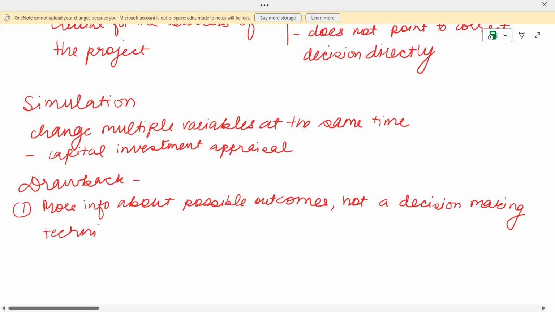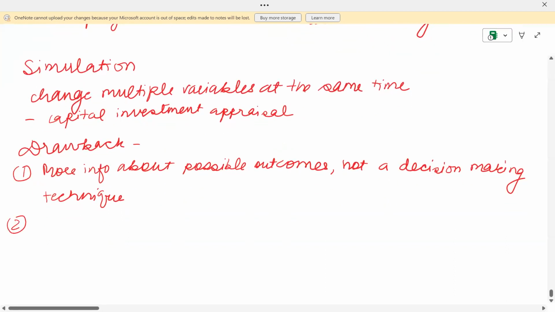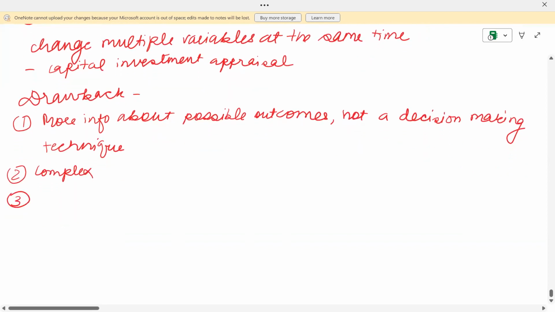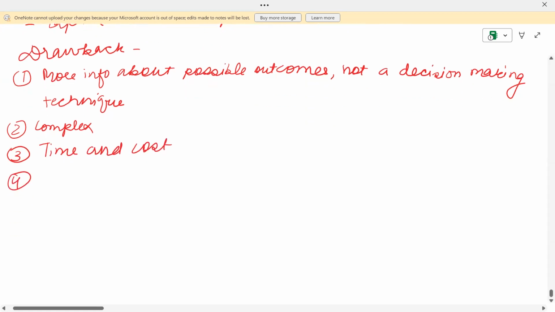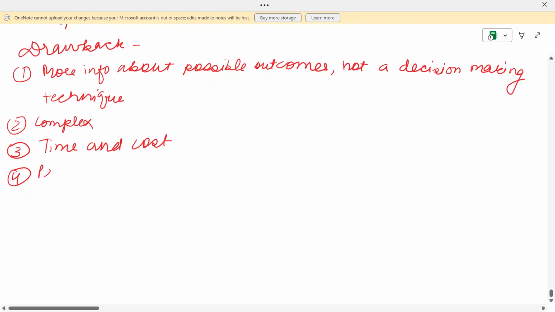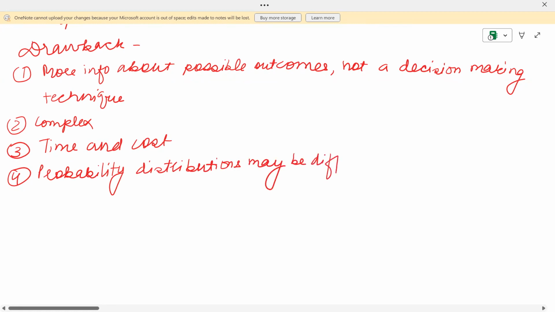Another drawback is that models can become extremely complex. So simulation is not something that everyone will be able to calculate or even understand. Another disadvantage is the time and cost. It takes a lot of time and it is costly. Another thing is that probability distributions may be difficult to formulate. It will not always be possible to find out the probability of what variables changing, and now that multiple variables are changing at the same time, probability distributions may be difficult to formulate.